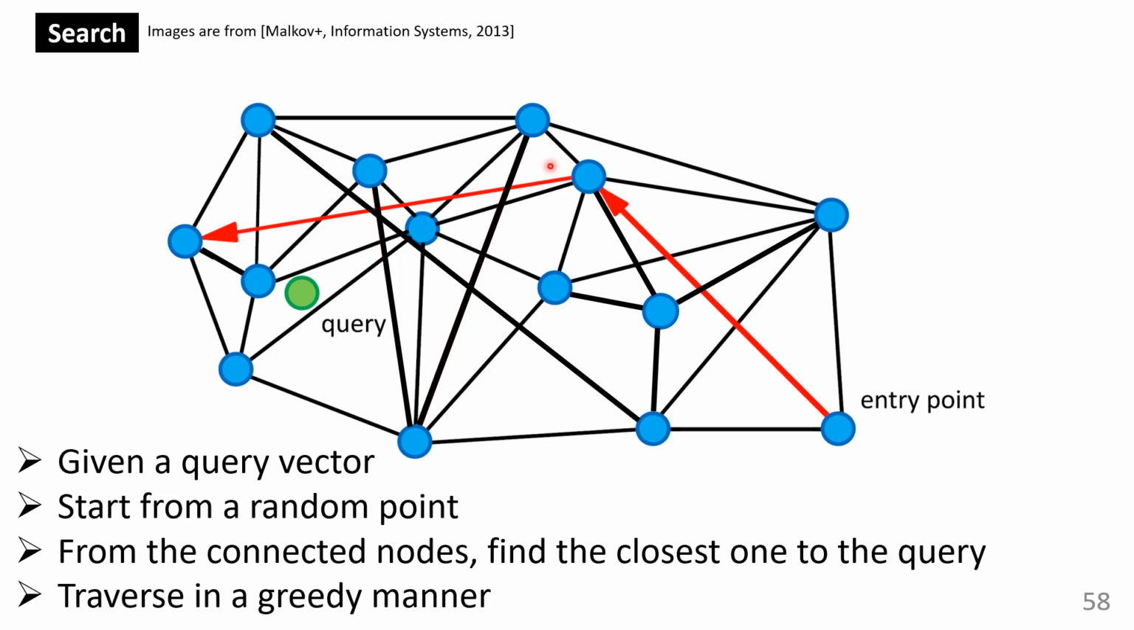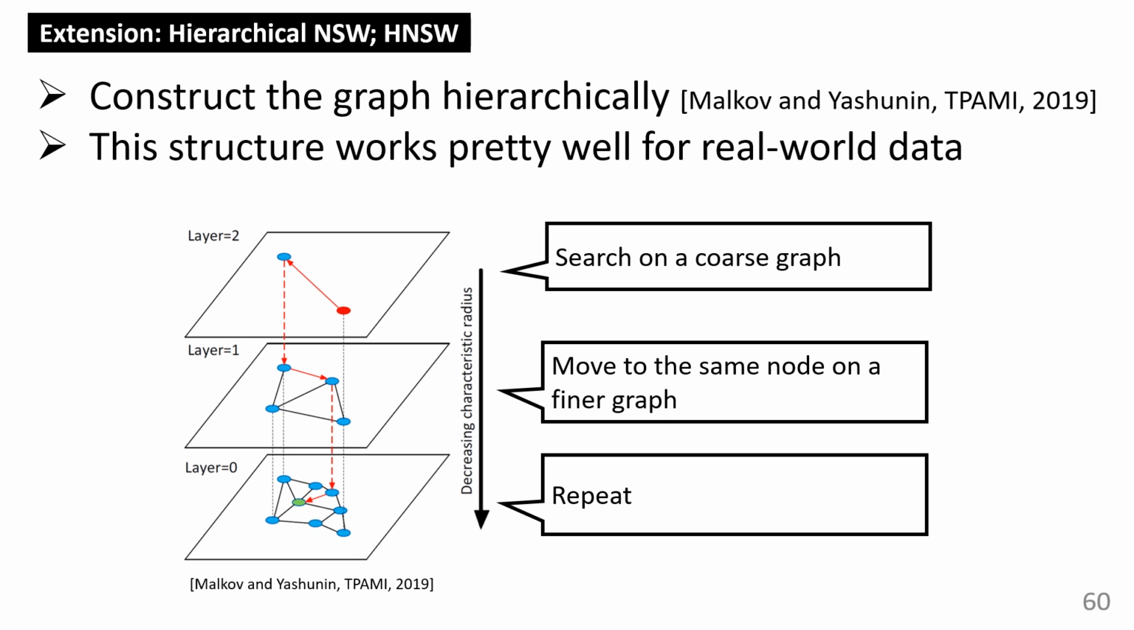So we hop this, then hop this. So we repeat this process. This is a search. Okay. So this extension is hierarchical NSW, HNSW. We can construct the previously explained algorithm in a hierarchical manner. So this structure works pretty well for real-world data.